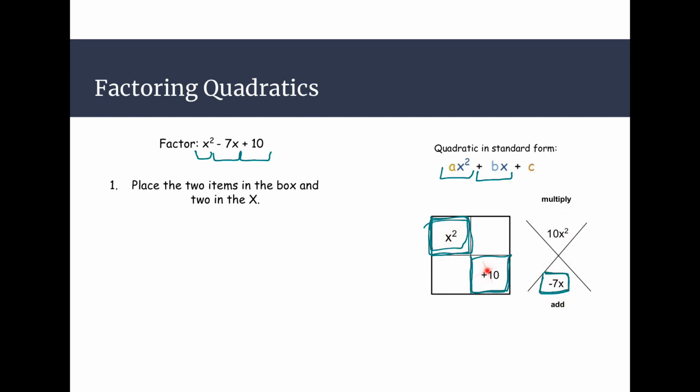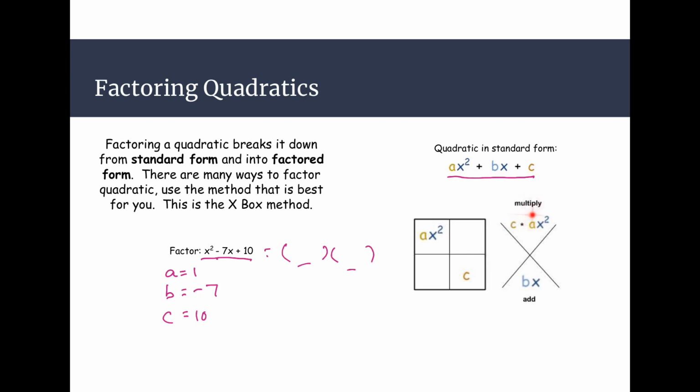So x squared, the c, the bx, and then when you multiply, you get ax squared. And if you look here, here we go. So you want the c times the ax squared. You multiply these two things to get them there.